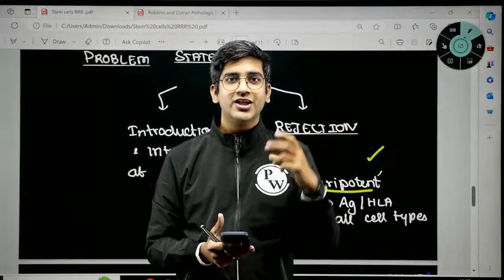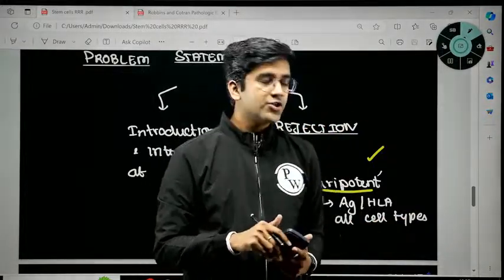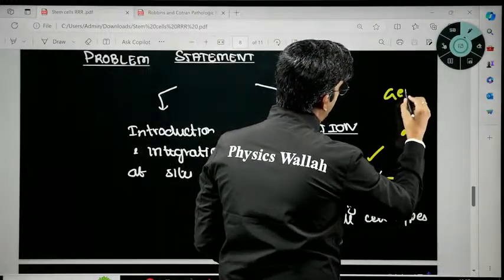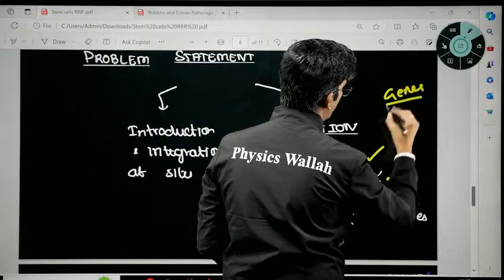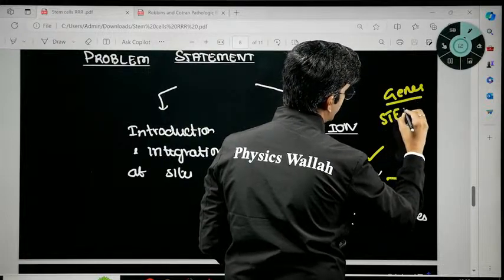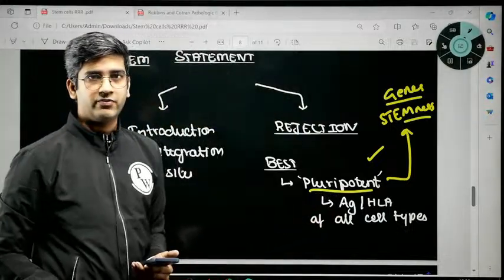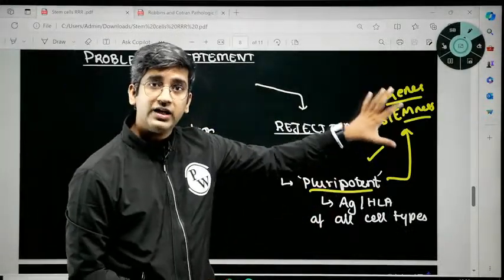So what we did was, we did a modification. This pluripotency is given by genes. I am not going to name the genes here. There are a few genes which give stemness to a cell, right? That's available to me. I know the genes also.